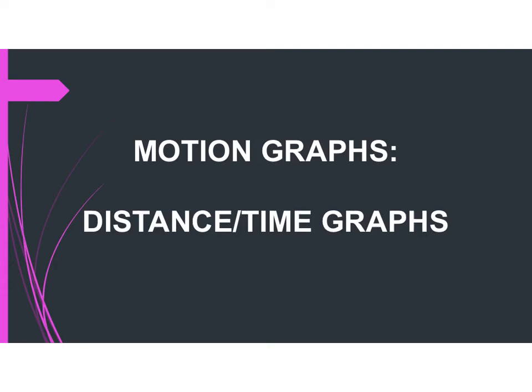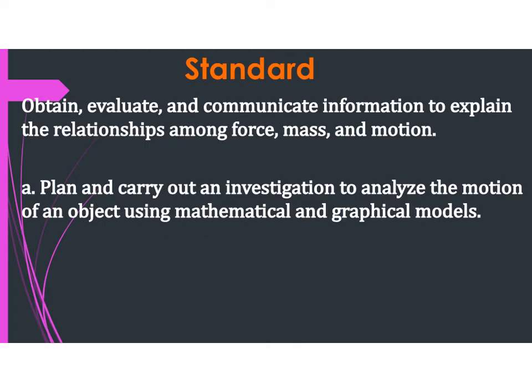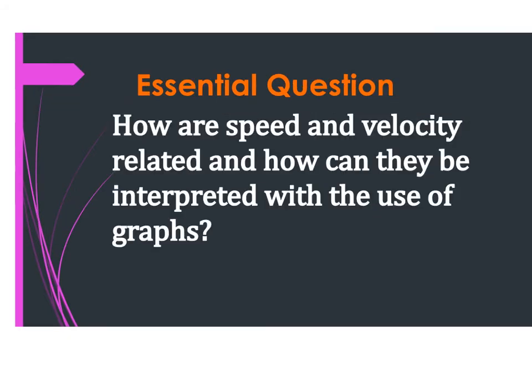Hello class, we're going to talk about motion graphs, particularly distance and time graphs. We will discuss what makes it a distance time graph and how you can tell the difference between other graphs. So this is what we're going to be doing today. And this is our question: how are speed and velocity related and how can they be interpreted using graphs?